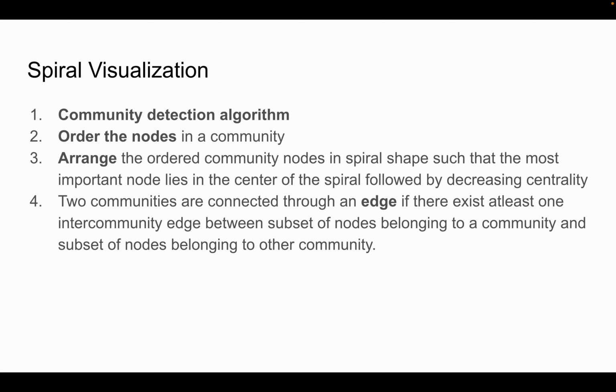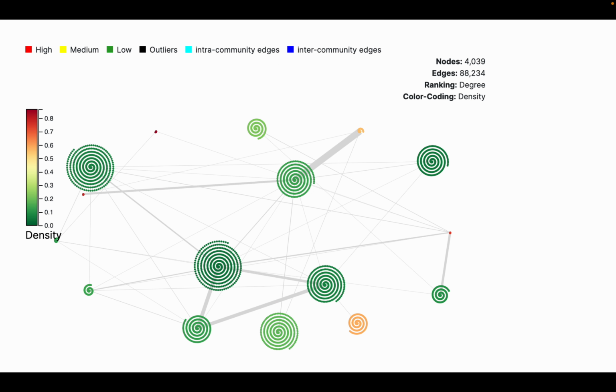To elaborate on spiral visualization, we will show you an example. This is an example of spiral visualization on a Facebook network. Here each spiral represents a community. The nodes in a spiral are ordered based on the importance. As mentioned here, we have used degree as the importance measure. So the centermost node will have the highest degree, followed by nodes with lower degrees.